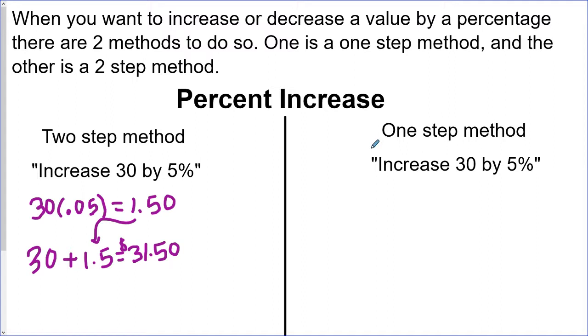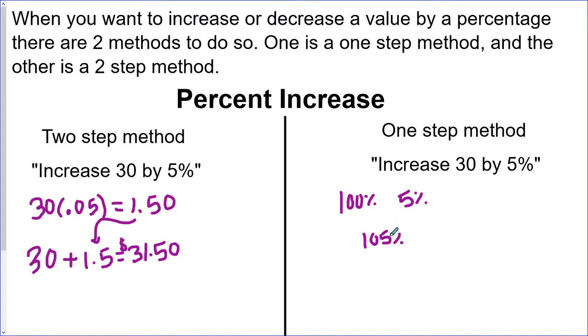Now the one-step method is, again, the difference between knowing and understanding. If you understand this, then you can manipulate it a little bit. Because what does increasing by 5% mean? Increasing by 5% means I want 100% of 30, and then I want 5% more. Right? That's what increasing by 5% means. I want 100% of what I have, and I want to have 5% more. So in total, what I want is 105%. I want the total amount I started with, and then 5% more of that amount.